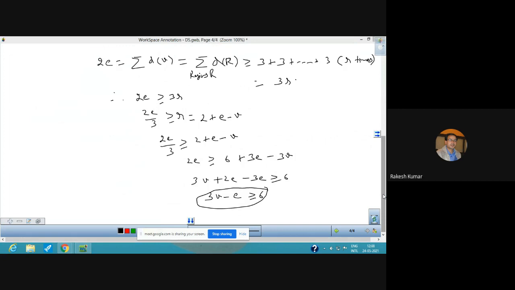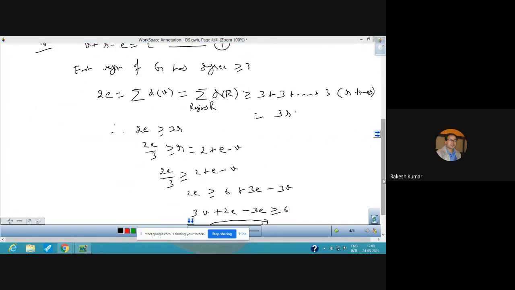So this is the application part of Euler's formula. We are using Euler's formula and this result, which is actually the handshaking theorem. And the sum of the degrees of the vertices, we can take it as vi. The vi's are vertices in the connected planar graph G. And the sum of the degrees of the vertices is equal to the sum of the degrees of the regions. You can easily calculate that.